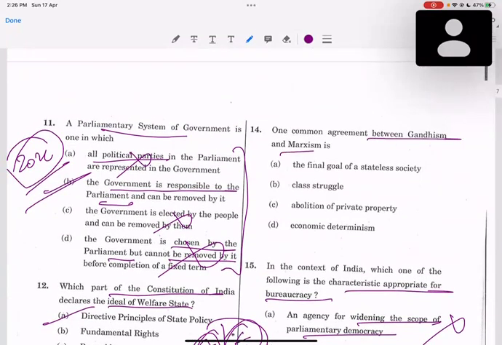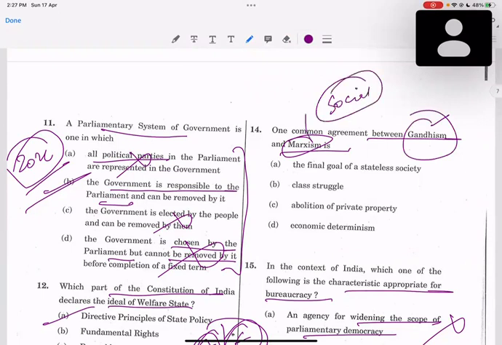One common agreement between Gandhianism and Marxism. What is it? See, Gandhi used to say stateless society, but Marxism was not about stateless. He wanted to have a state. So this is wrong. Then if you look at, no, sorry, my bad.